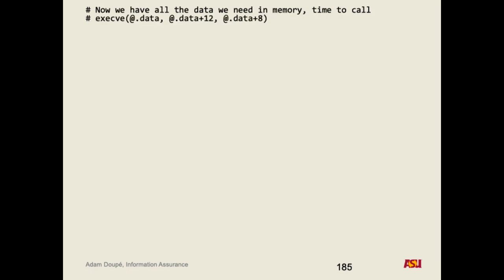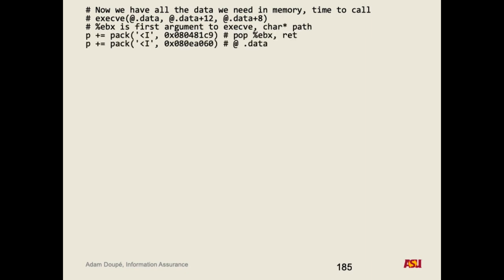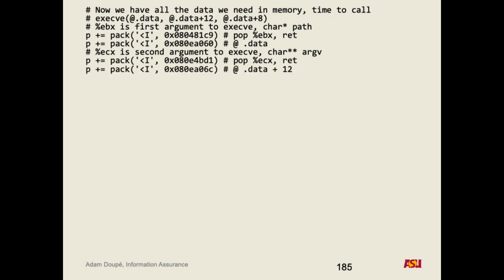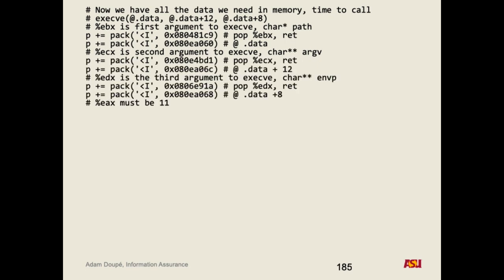Same things. And now we have everything. So now we need to call execve: the address of .data, the address of .data plus 12, and the address of .data plus 8. And so the idea is we're reusing the null bytes that are already there at the address of .data plus 8 for the environment parameter. So this is pretty simple. We use our gadgets. We then set up EDX, and now we do EAX as 11. We don't do anything fancy.